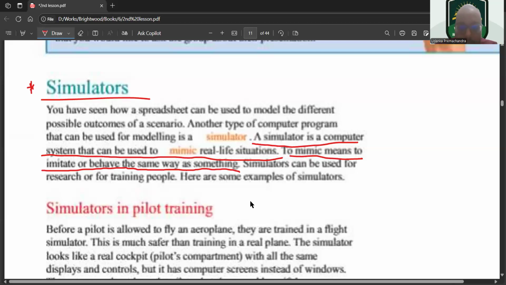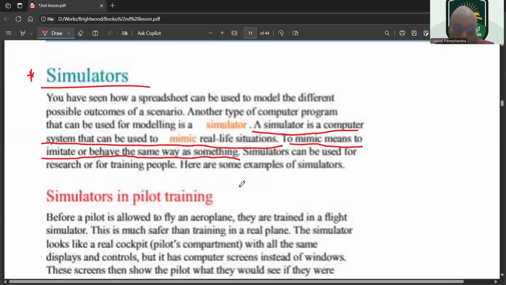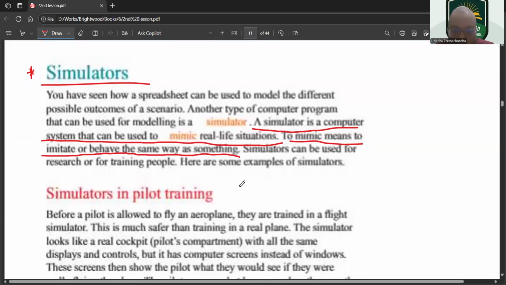Okay, so a simulator is a computer system that can be used to mimic real life situations. To mimic means to imitate or behave the same way as something.